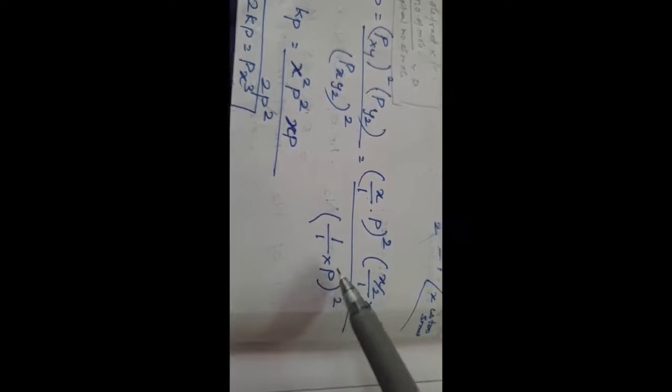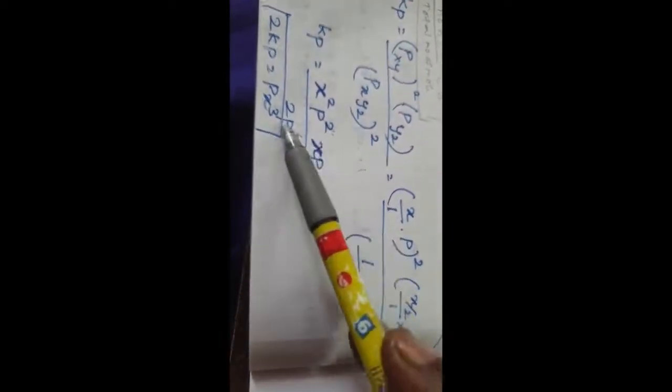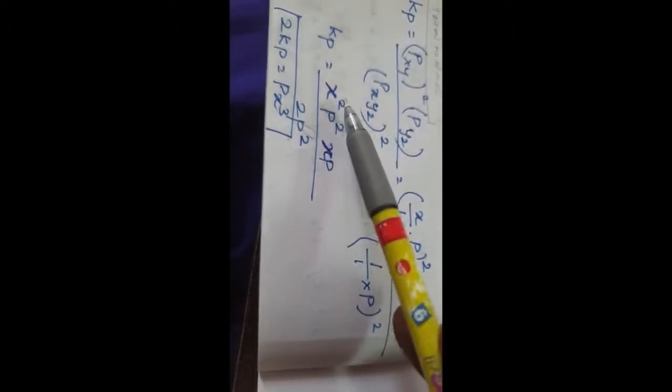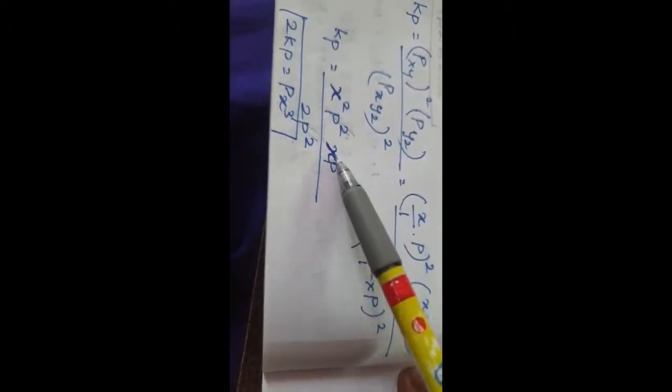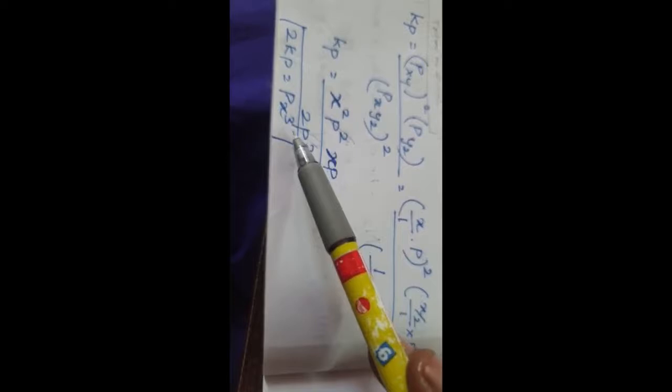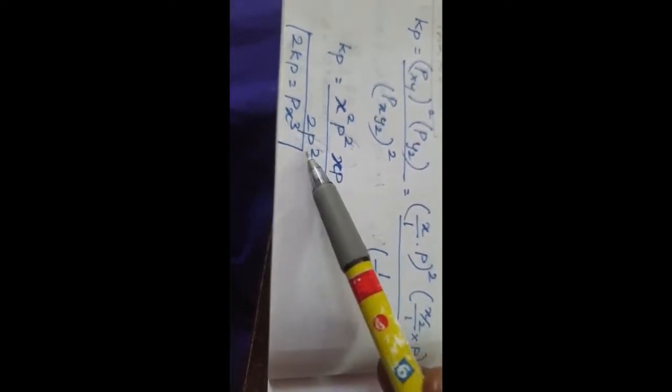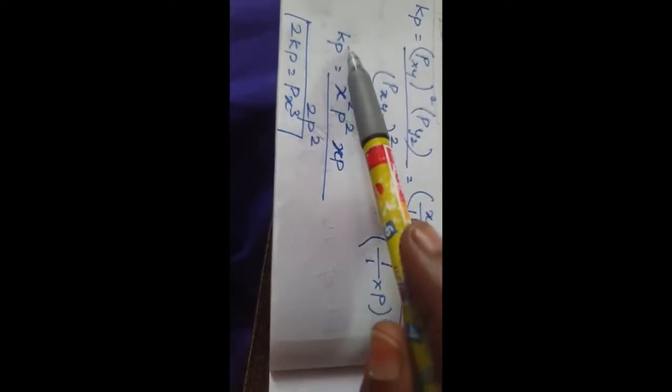So x the whole square, that means x square into P square into x into P divided by 2P square. This 2 will come here, 2P square. The P square and P square cancel, so what will come? x square into x into P, that is x cube P. This 2 will go to the other side, just cross multiply. So 2Kp is equal to P x cube.